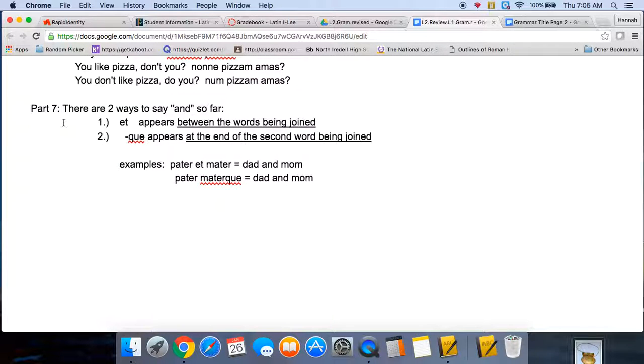Part 7, there are 2 different ways to say and so far. You have et that shows between words being joined, like pater et mater. And you also have -que that is added to the end of the second word being joined, pater materque, for dad and mom.